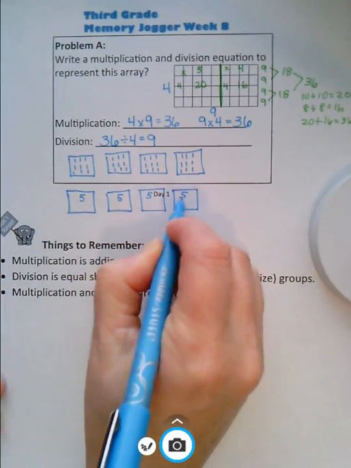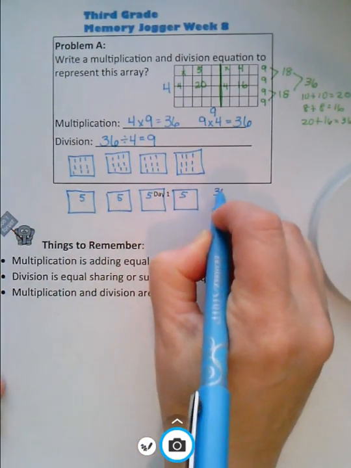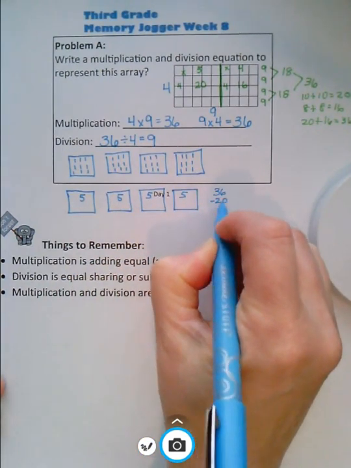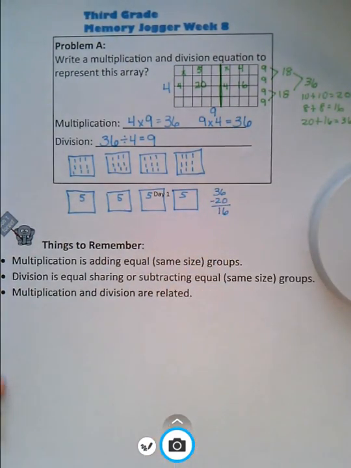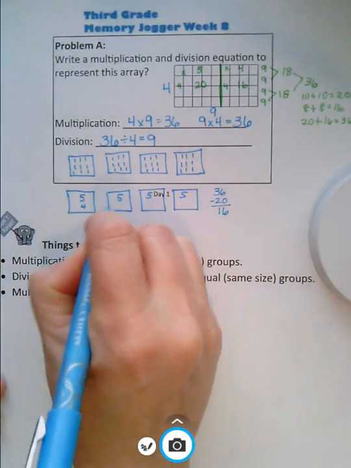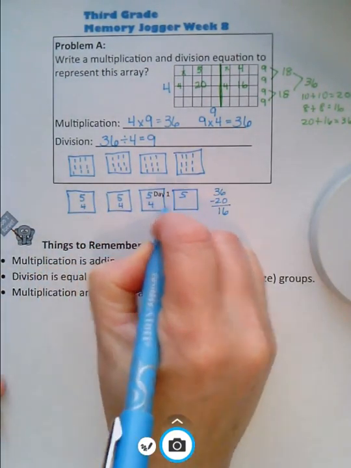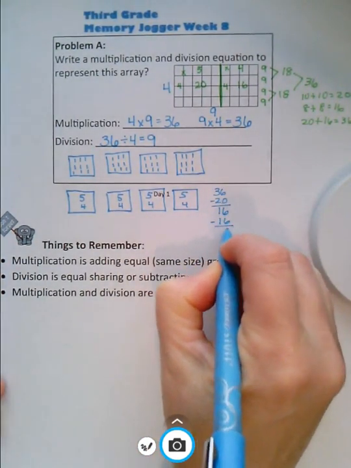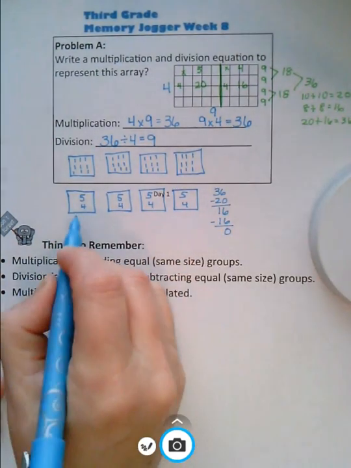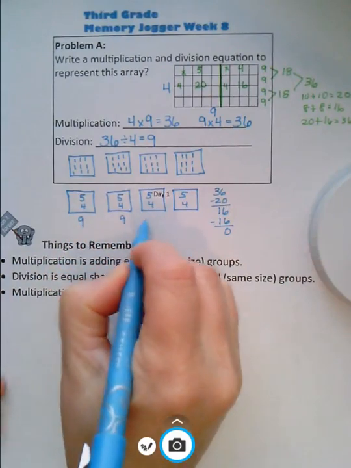5, 10, 15, 20. So I had 36, and I've put 20 in the groups already, and now I have 16 more. Well, that's a fact I know. 4 groups of 4 would be 16, so now I just have to put 4 more in each group, and that would be 16. So now I can see that each group has 9.